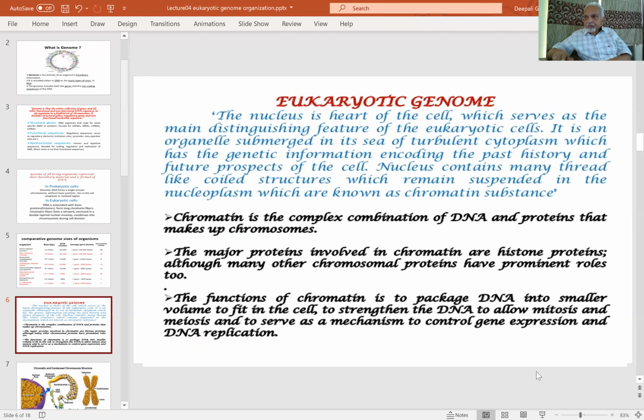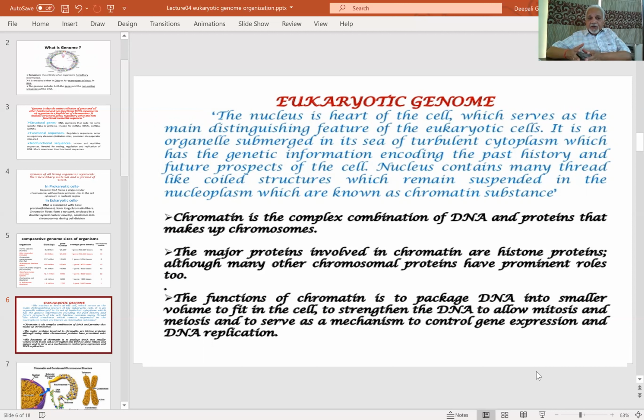So, if we look at the eukaryotic genome, the nucleus is the heart of the cell, which serves as the main distinguishing feature of the eukaryotic cell. It is an organelle submerged in a sea of turbulent cytoplasm, which has the genetic information encoding the past history and future prospects of the cell. The nucleus contains many threaded coiled structures, which remain suspended in the nucleoplasm, known as chromatin substrates. I have read out a definition given for the eukaryotic genome. What is referred to here is chromatin, the thread-like structure which we call chromosomes, actually.